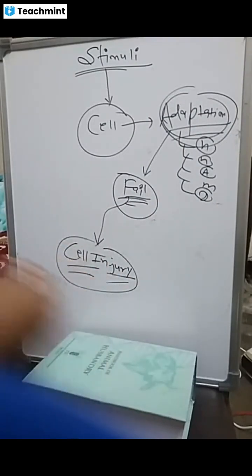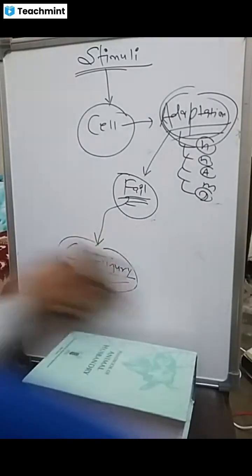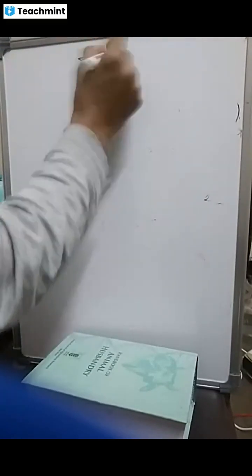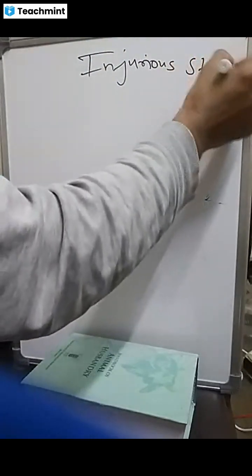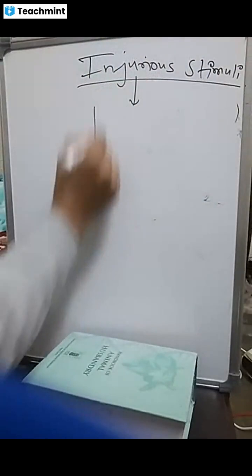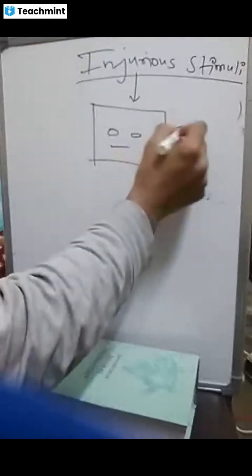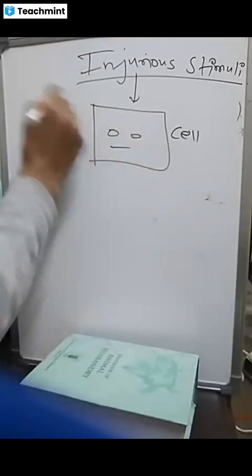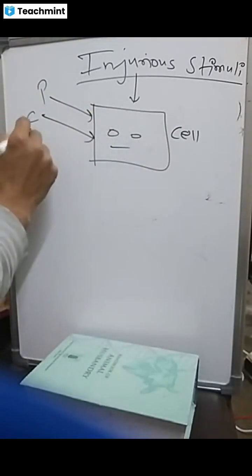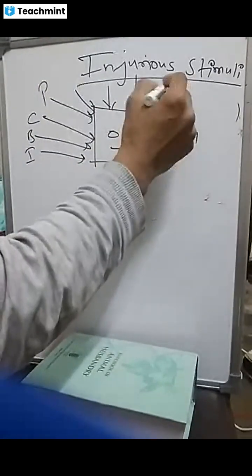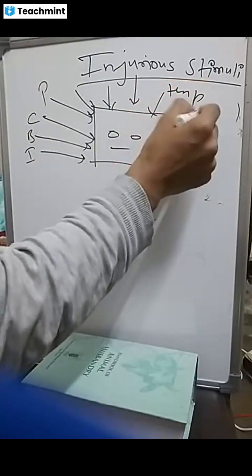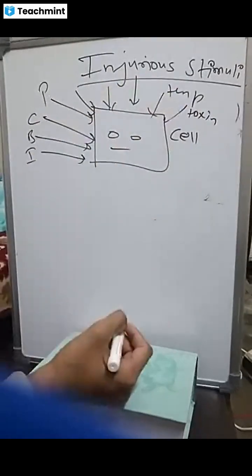How does cell injury occur? What are the stimuli for a cell injury? We call them injurious stimuli. These stimuli act on the cell. They may be physical, chemical, biological, immunological, any virus, bacteria, temperature, toxins. There are n number of causes.